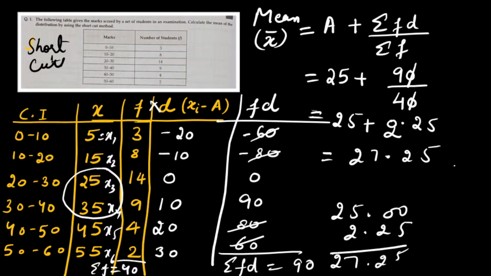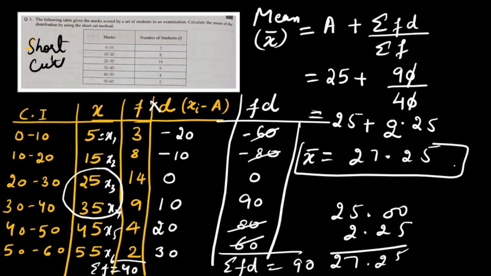So mean x bar is equal to 27.25. Yes, I corrected it. So the shortcut method we have learned. I hope you have understood. If anyone has any doubt, you can just tell me.